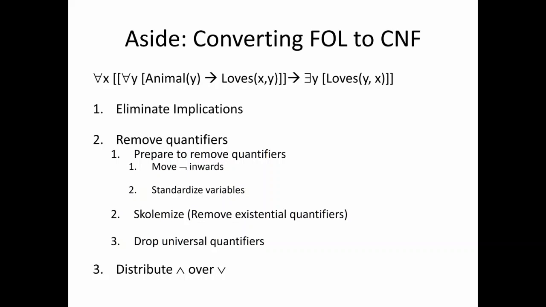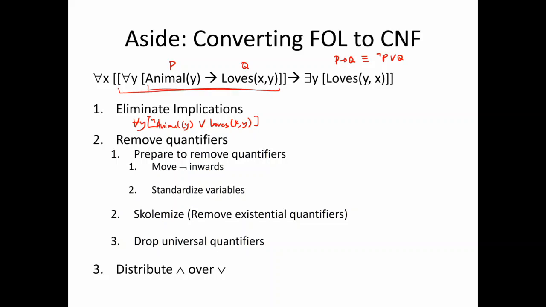The first thing we do is to eliminate implications. So again, when you have P implies Q, we can convert that to not P or Q. So here is our first implication that we need to convert. This is P, this is Q. So we have not animal Y or loves XY. And then still the same universal quantifier.